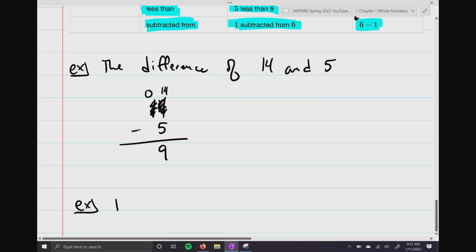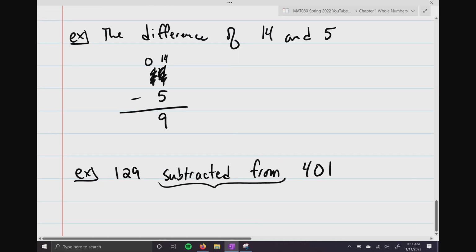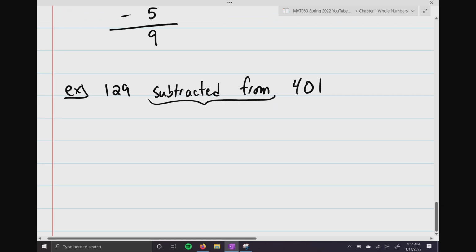How about 129 subtracted from 401. Okay? So here is that tricky one. We see the word subtracted from. All right? And we need to be really, really careful here because subtracted from means you're going to start with the second number and then you're going to subtract 129 from that. So now what we're going to do here is we are just going to go from left to right.